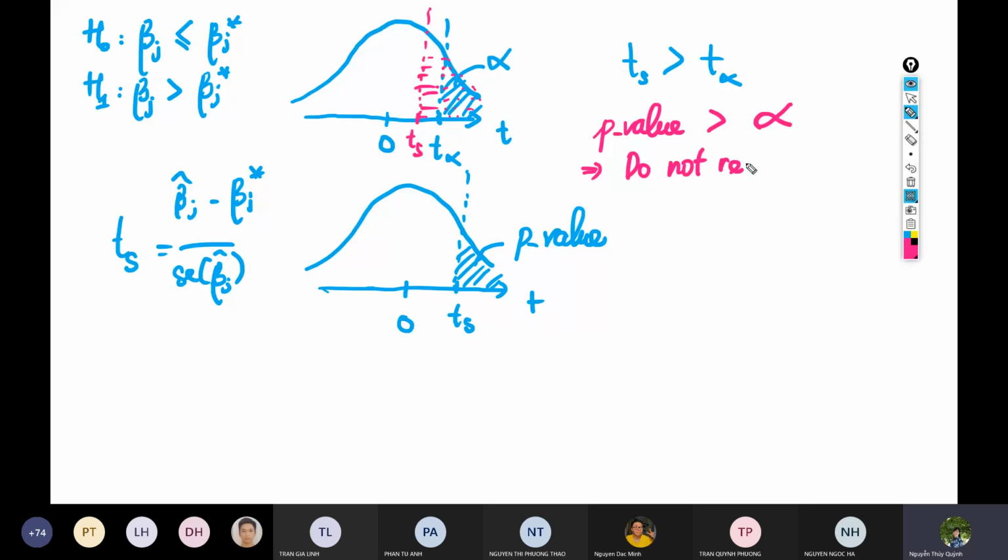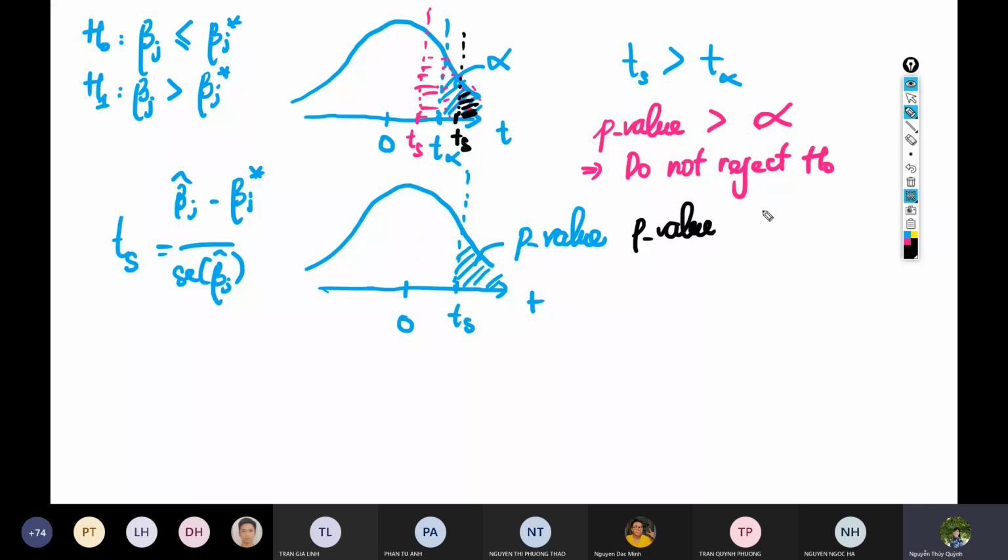But for example, if our TS is here, then the p-value will move to the black area. So in this case, how is the p-value compared to alpha?